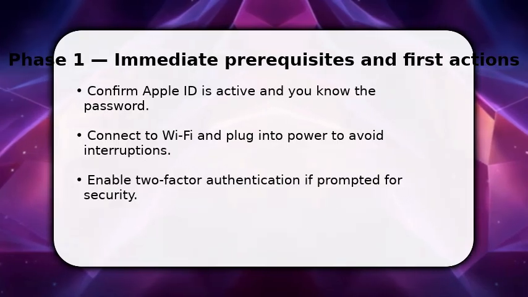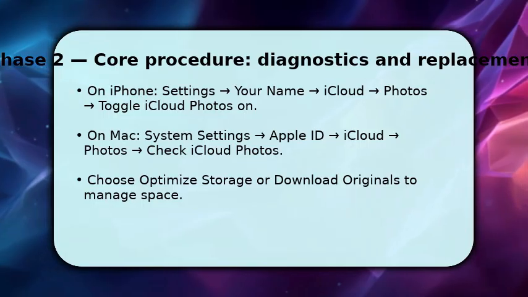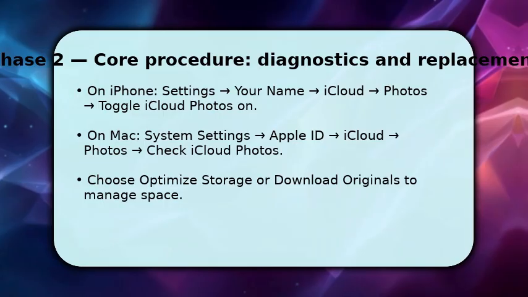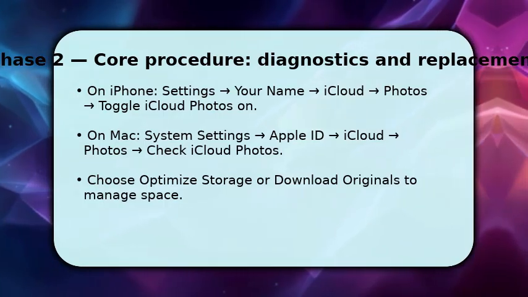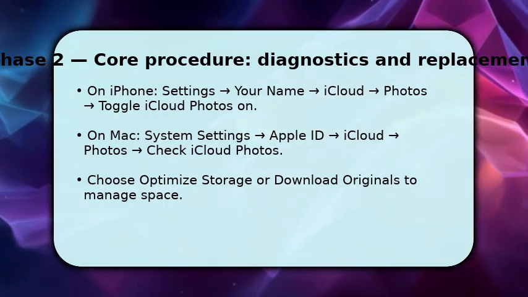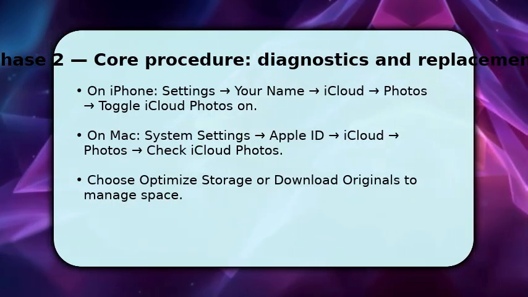Next, you enable iCloud photos so images move to iCloud. On iPhone, go to Settings, then your name, then iCloud, then Photos, and toggle iCloud Photos on. Choose Optimize Storage if you need local space. Once done, your device starts uploading. This may take time depending on size and connection speed.